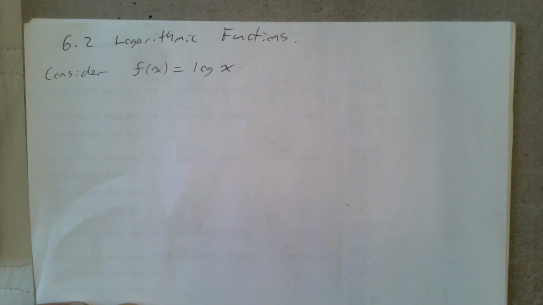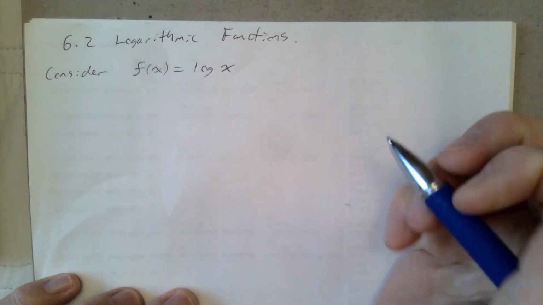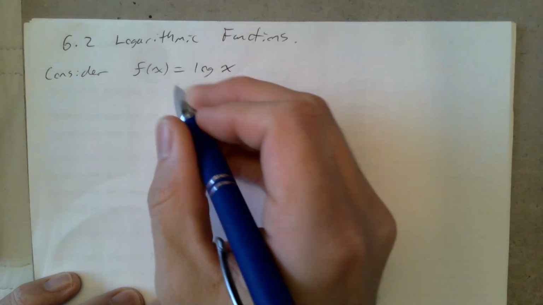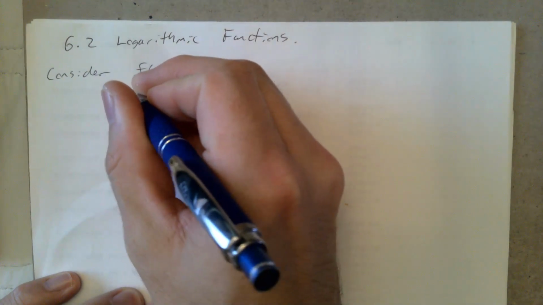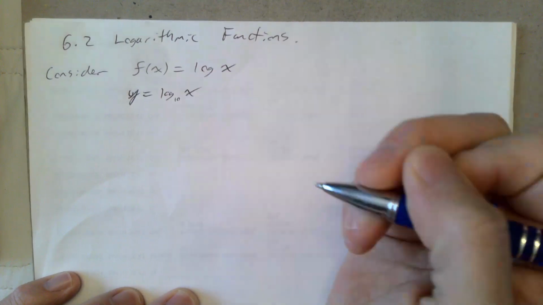When logarithmic functions are introduced, usually in the textbook and maybe even sometimes in the lesson, they are introduced as the inverse of exponential functions. So consider, say, a common logarithm like this. We would have been able to write it as y equals log base 10 of x.